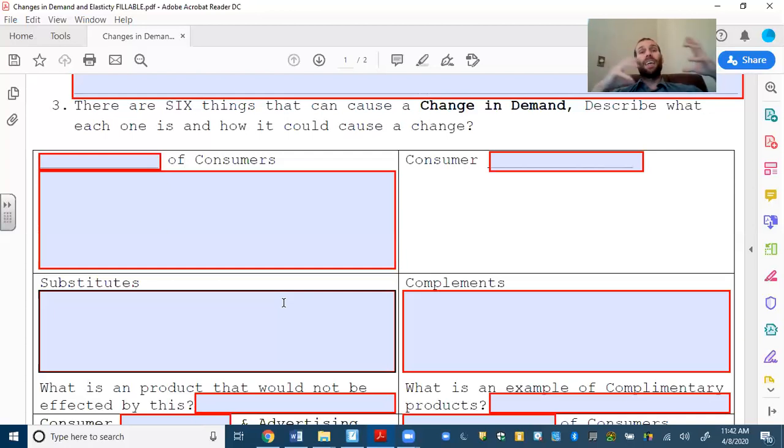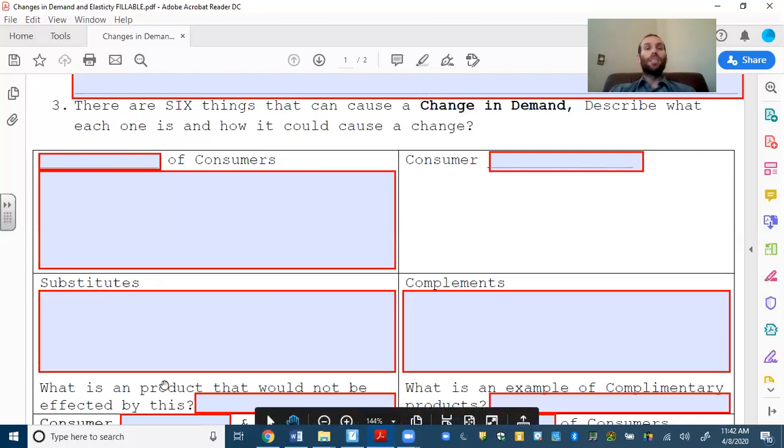So that's how substitutes work, and they can work for Xbox and controllers or anything else, and even types of sodas. You might be looking at a can of Coke or a Mountain Dew, and those are substitutes. So if one went up in price, you probably would demand more of the other good. So that's what a substitute is.